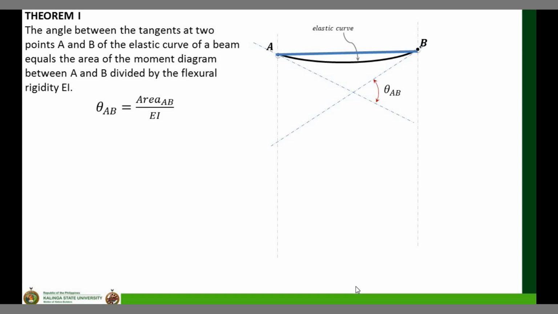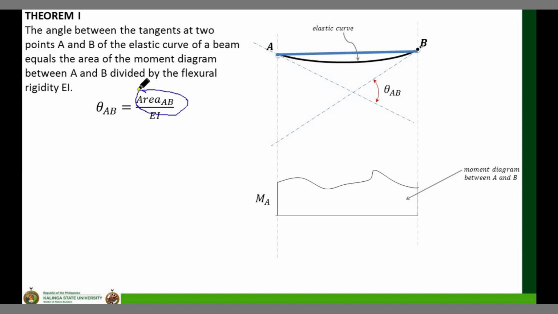But what is this area? Again, since moment area method or area moment method deals with your moment diagram, if I'm going to draw the moment diagram of that beam, it looks, let's say, for illustration lang, yan yung moment diagram ng beam AB. So yung tinatawag natin dito na area AB, itong area AB na to, this pertains to the area between A to B of your moment diagram. Okay?